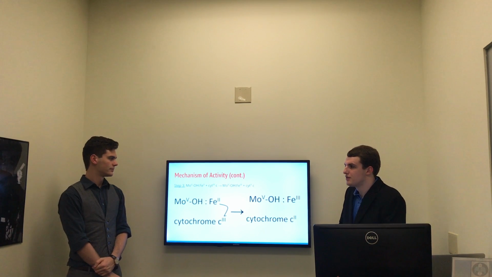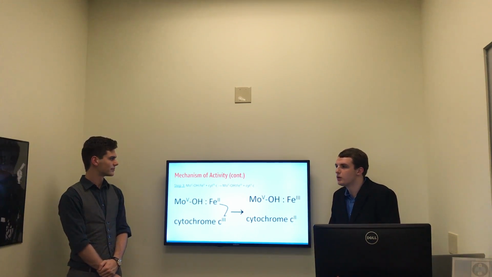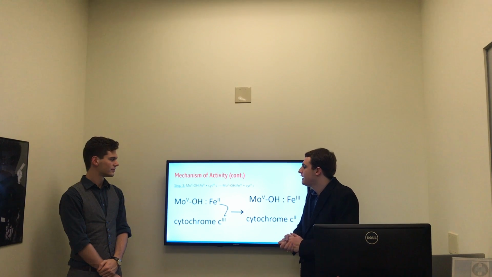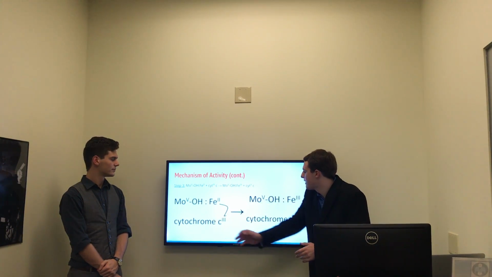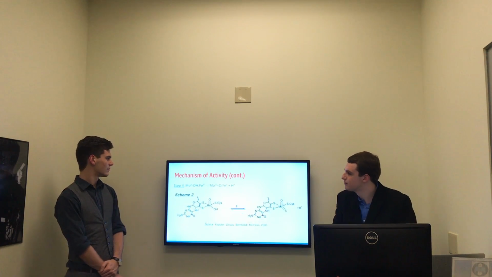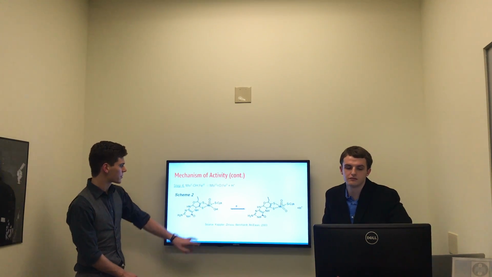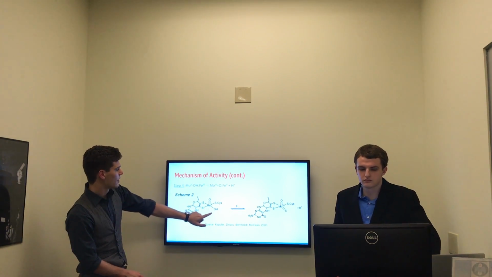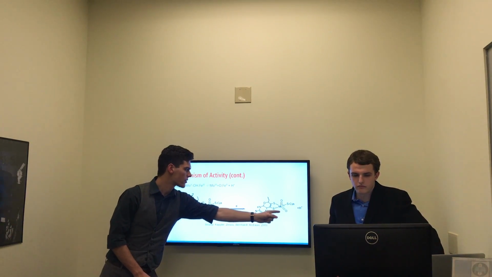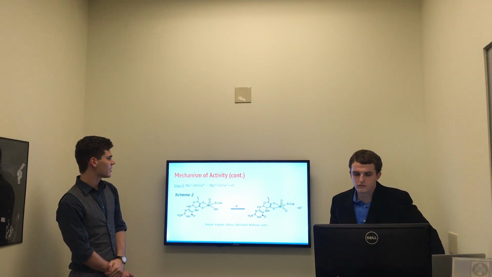So now that our enzyme is done doing its actual chemistry, it needs to re-equilibrate itself. It starts doing this by having cytochrome C550 come in and take an electron from this iron, turning it back into iron 3, and making cytochrome C552. In this step, it's important to focus on the molybdenum 5 here and the OH. This alcohol group is deprotonated and turned into a carbonyl group on the other side.